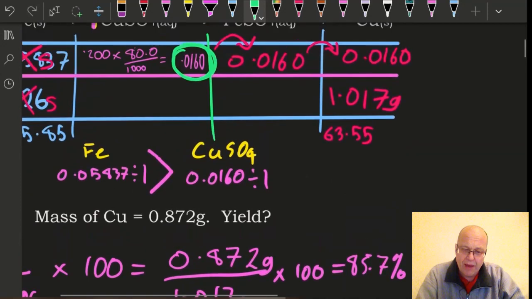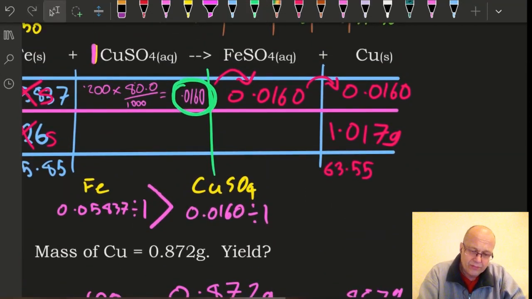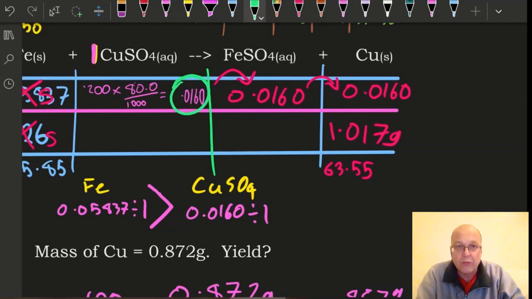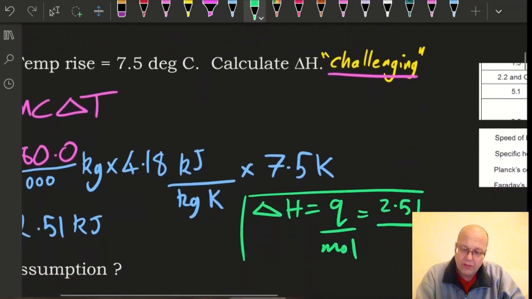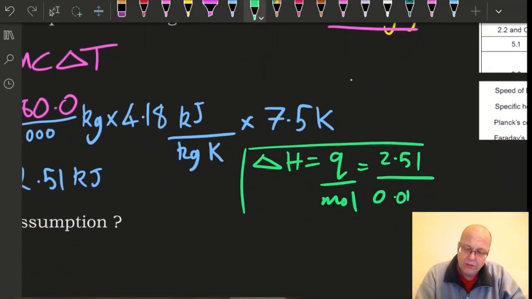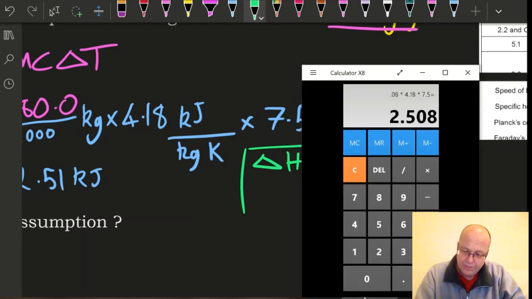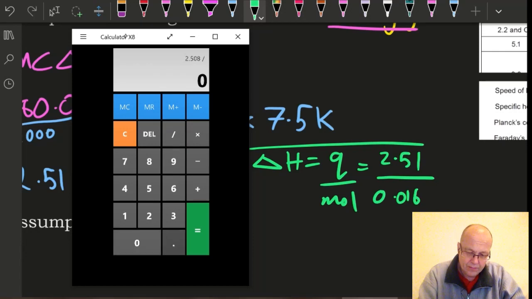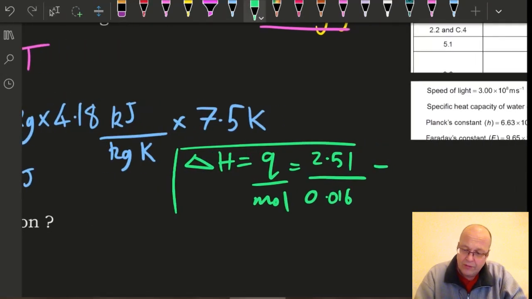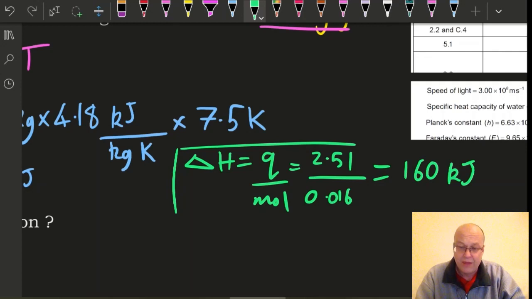So Q is 2.51, and the moles, well, the moles of what? Well, going up to the balanced equation, it's going to be the moles of copper sulfate. To be honest, all the moles are the same, so whichever one you chose, except for the excess, which we crossed out. So 0.016. So 2 sig figs, the 7.5 Kelvin locked me into 2 sig figs, so it's 160. Now I think that's in kilojoules per mole, but the IB doesn't. I'm pretty sure I'm right. Anyway, you still don't have your point, because you need the minus. I wouldn't worry too much about that question.